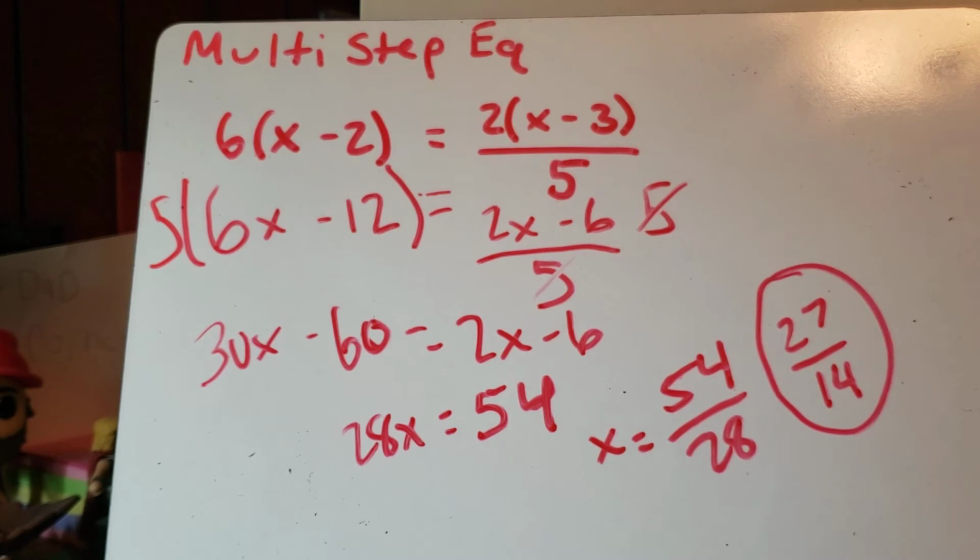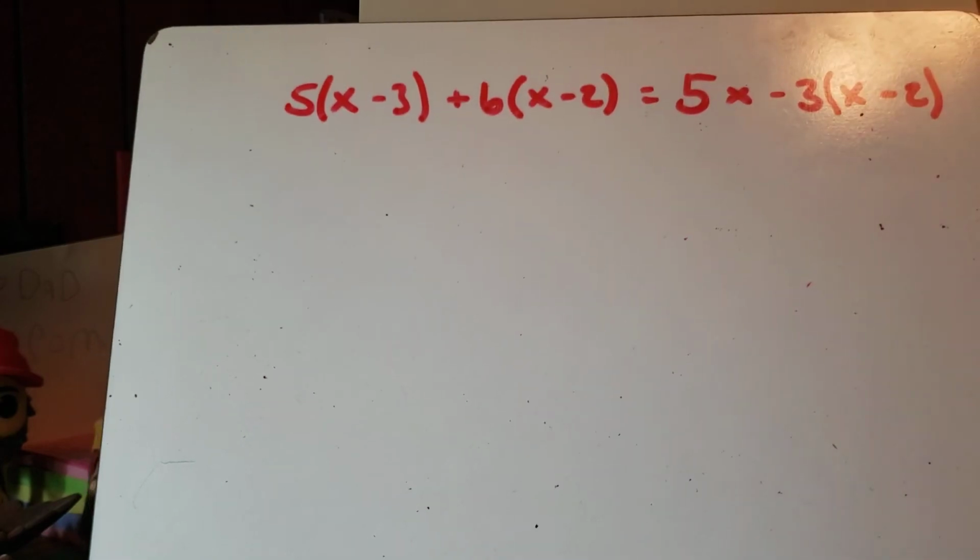Okay, so remember our steps. We distributed first when we could. We got rid of our denominator so we could do our adding and subtracting. And then we solve just like any other two-step equation. Now let's move on to our second example for this video here. And we've got another one like this.